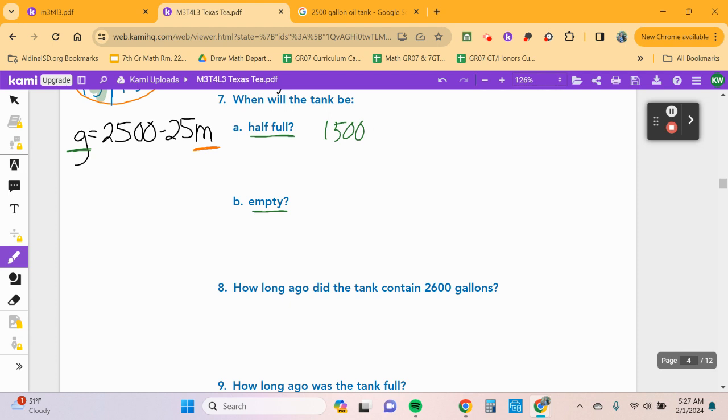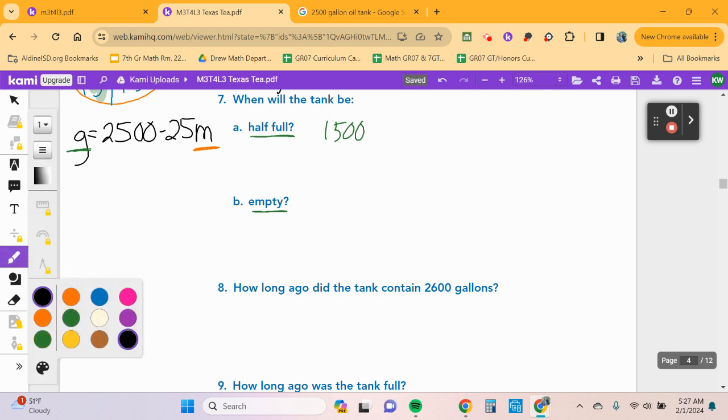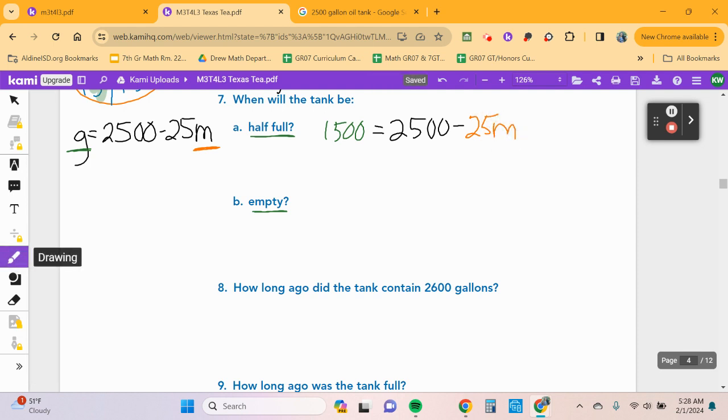1,500 is equal to 2,500 minus our rate, 25 times M. Now, instead of solving for G, this time we're solving for M. Now, I've given you a head start. I want you to, on your own, solve 7A, 7B. Think about what it means when it's empty. How many gallons are in the tank when it is empty?